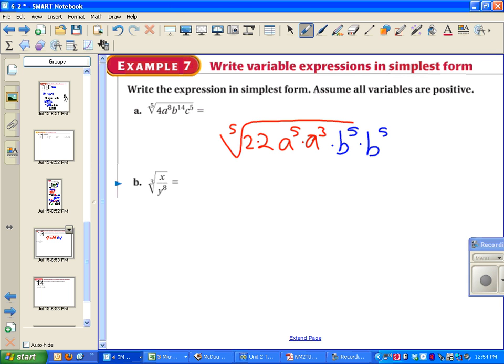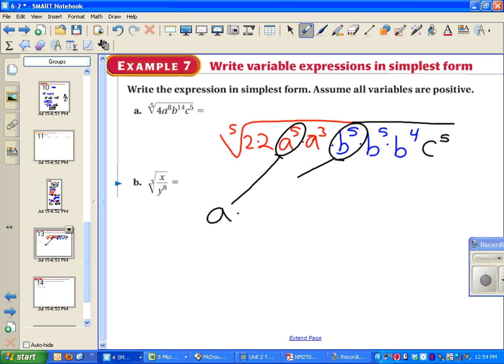And then that would be 10, and then I have 4 left, so b to the 4th. And c, I can just rewrite as itself, c to the 5th. Okay. And now I'm looking for what comes out to play. So a, the 5th root of a to the 5th is a.